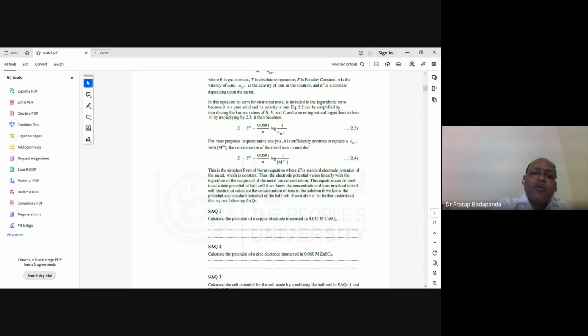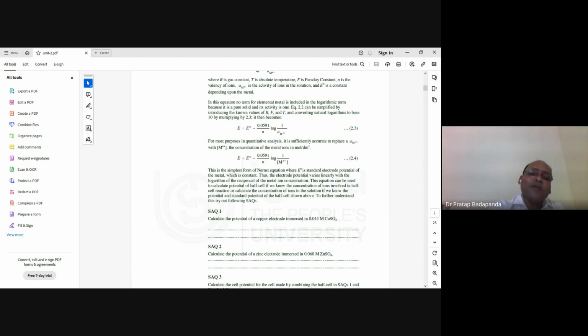Now, E cell is not mentioned. E is equal to E naught cell minus 0.0591 divided by n, what is the n value? 2. Log 1 by the concentration of that one, 0.44. This is the concentration. You have to calculate this, calculate the log value, and put the value.